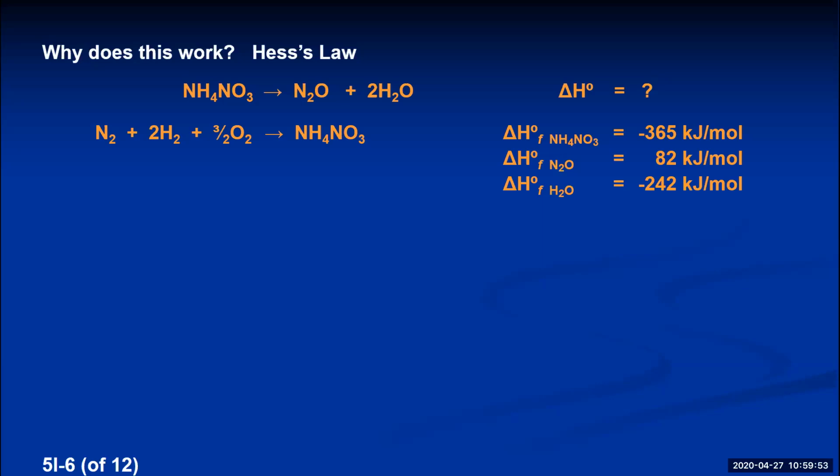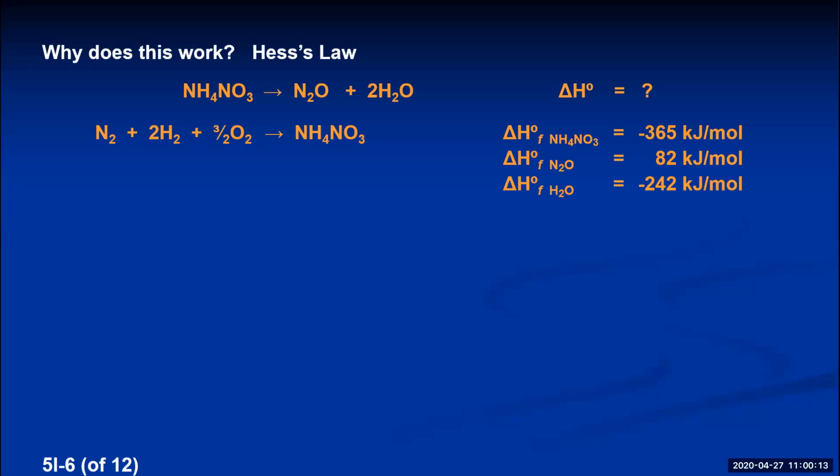And nitrogen is diatomic at room temperature and pressure on Earth as a gas. Hydrogen is diatomic, oxygen is diatomic. So to form 1 mole of the ammonium nitrate, you would need 1 mole of nitrogen, 2 moles of hydrogen to provide the 4 hydrogens in the formula of the product, and then 3/2 moles of diatomic oxygen.